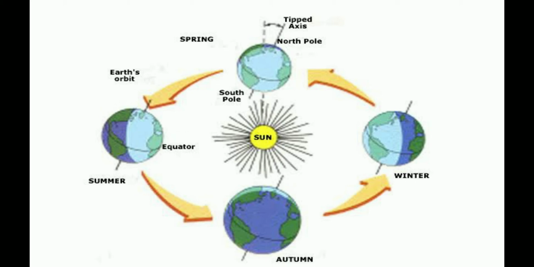6 months later, the position of the earth becomes opposite, and the southern hemisphere now enjoys summer as it's tilted towards the sun, and the northern hemisphere, which was having the summer season, will now have the winter season.